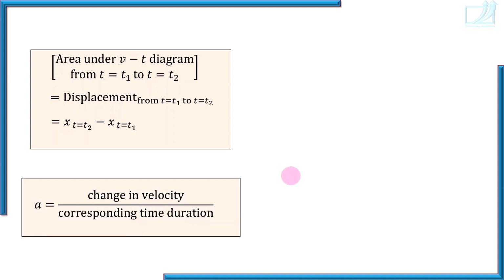Now listen, very important. If a particle is moving in such a way that its acceleration is different in different time intervals, but in each interval acceleration is uniform, then draw the VT diagram and use these two equations. Which are those two equations? Area under the VT diagram gives displacement, and change in velocity divided by time duration is acceleration.